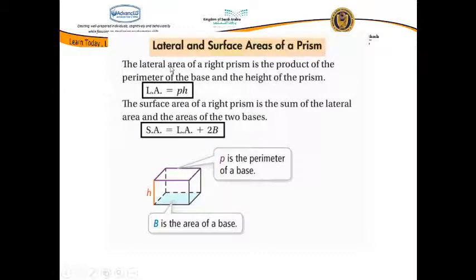How do we find the lateral and surface area of a prism? We will use this formula: the surface area equals the lateral area, the side faces, plus the area of the two bases, the upper and the lower base. To find the lateral area, the area of the side faces, we will use perimeter multiplied by height. Perimeter of the base multiplied by height, plus the area of the upper and the lower base.